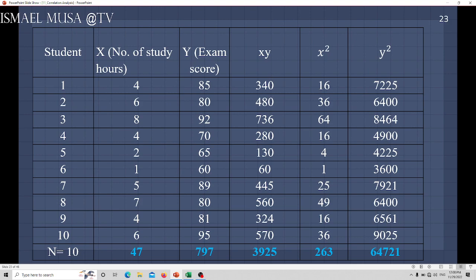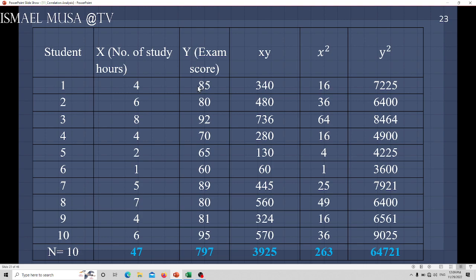Next, we now come up with a table for our data. So we simply copy the information from earlier, 1 to 10. So we have the number of study hours for student 1, 4. The exam score is 85. We copy this from the previous data. Then, as I said, it's easy. All you have to do is take the sum. So you have the sum. You can use a calculator to find the sum.